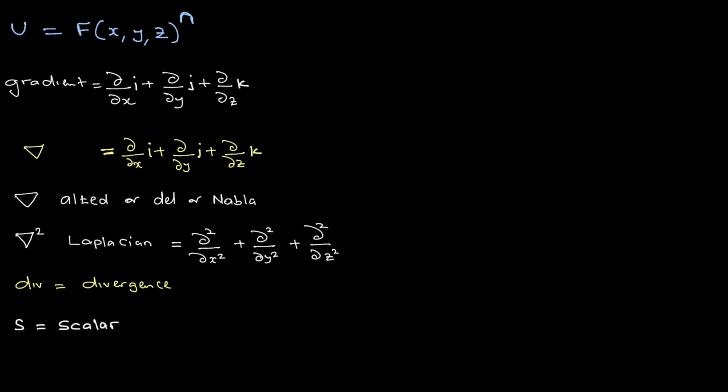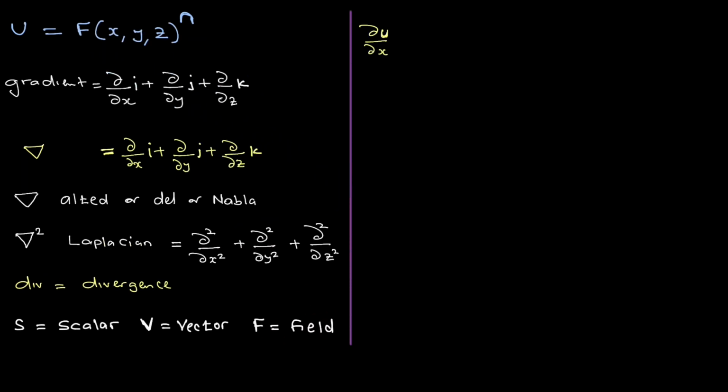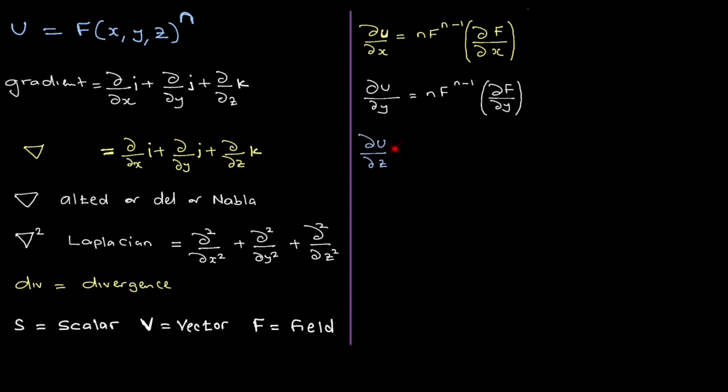But first, I'm using S for scalar, V for vector, and F for field. So if I do a partial derivative with respect to x, this will be the formula that I'll be using. Same thing with partial derivative with respect to y. That will be the formula I'll be using. You can guess the partial derivative with respect to z of a function u will be, again, because the function is f, you want to differentiate what's inside the function.